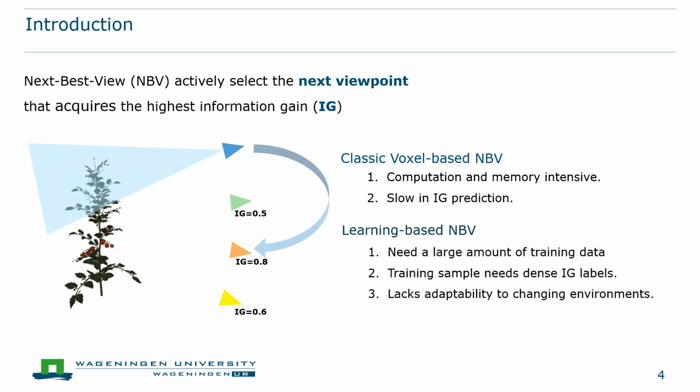Alternatively, learning-based NBV is very efficient in information gain prediction. This method utilizes a deep neural network to directly predict the information gain for all candidates and eliminates the need for raycasting. However, this method requires a large amount of ground truth information gain training data, so this method lacks adaptability to changing environment. For example, you already have a method that can work well for small plants, but after some days the plant grows bigger, it likely fails.